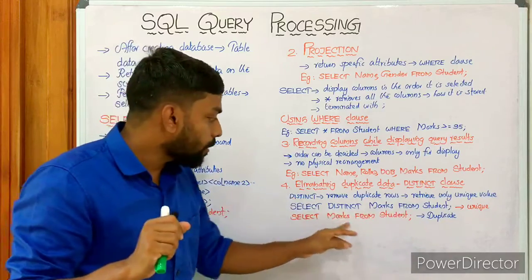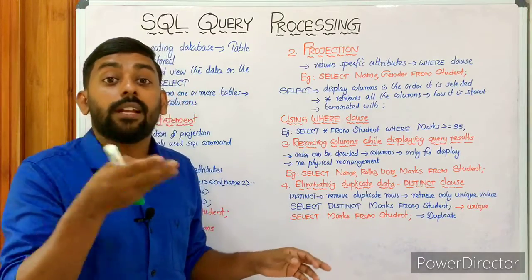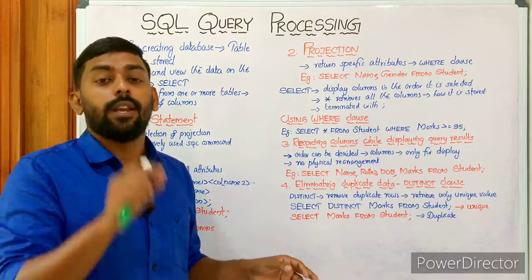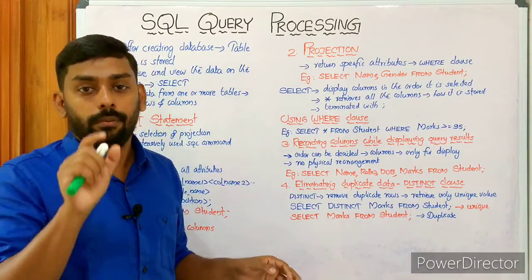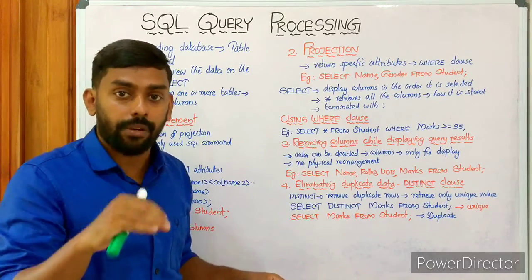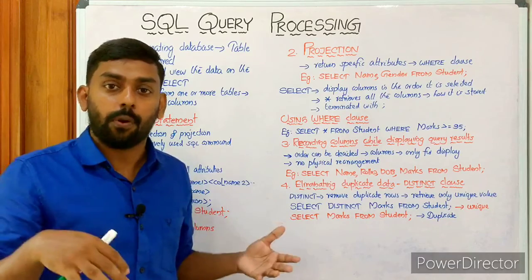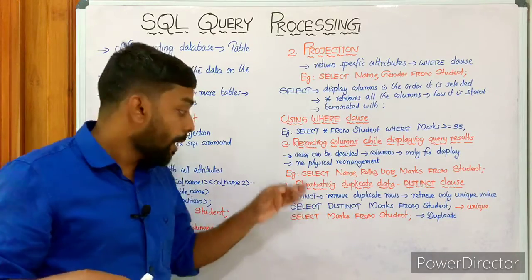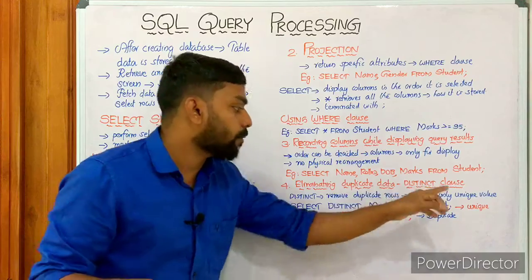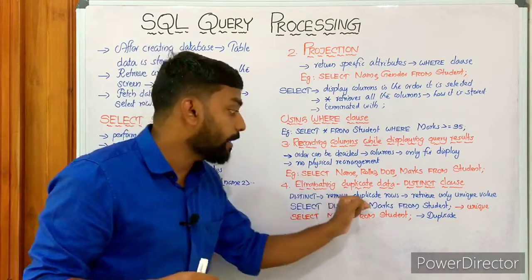So select marks from student will display 35 rows including duplicate values. There will be 100, 100, 100, 100, 100 five times, right? 99 five times, 98 if there are 4 times. Yes, duplicate values will be there. But select distinct marks from student.